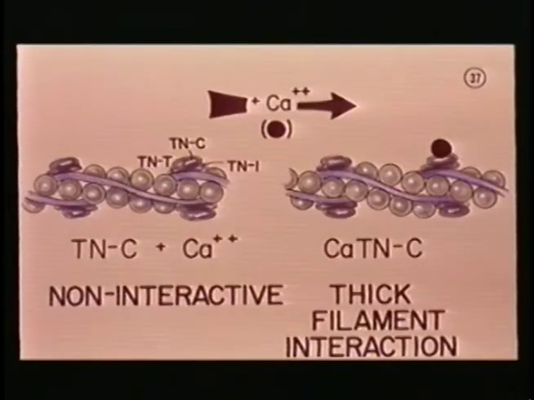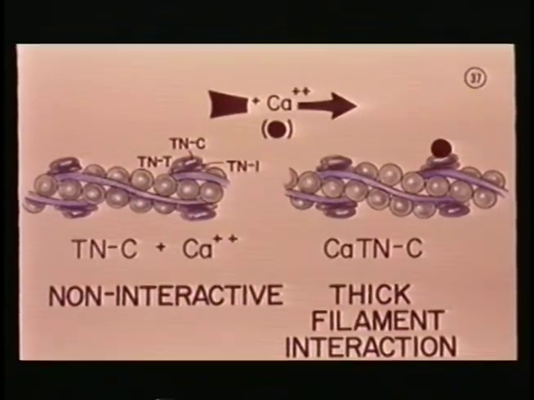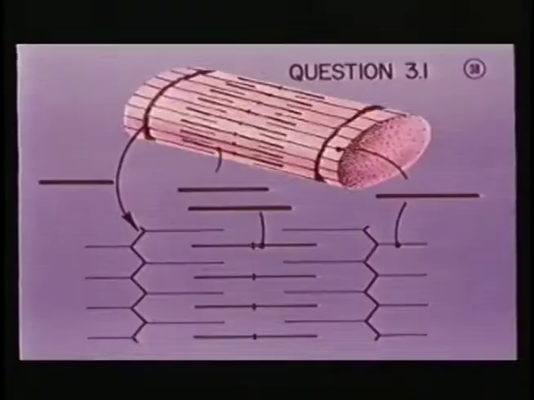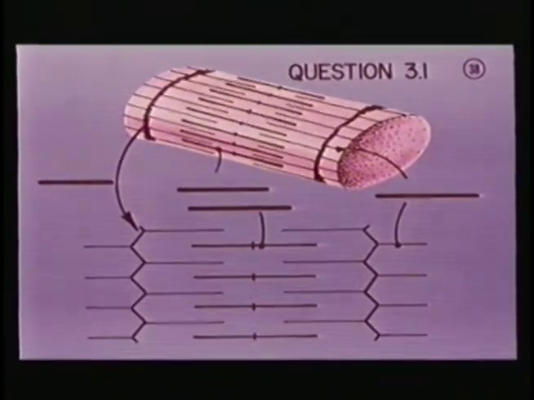Slide 37. Calcium binding to one of the regulatory proteins, troponin C, allows the thick filament to interact with the thin filament. Slide 38. To determine your understanding of the structure of the myofilament, label the three following diagrams. Stop the tape when necessary.